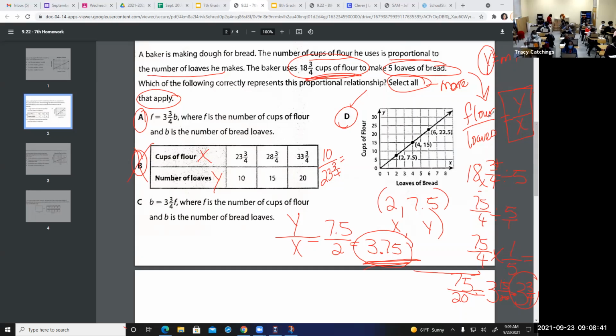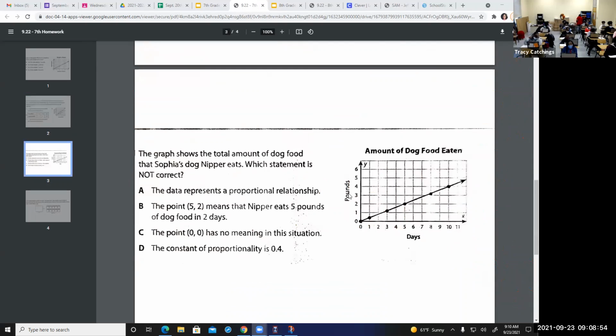Good job. A and B. So we should have had A and D. We should have found that unit rate of 3 and 3/4. And then, of course, match it up. Questions? You sure? All right, the third one.